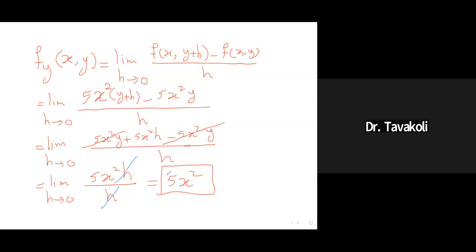So the partial derivative with respect to y is 5x squared. Okay, so we did this example using the definition, but what if we want to do it without the definition and obtain the results faster? So I'll redo this without definition. So let f of x and y be given as 5x squared y.